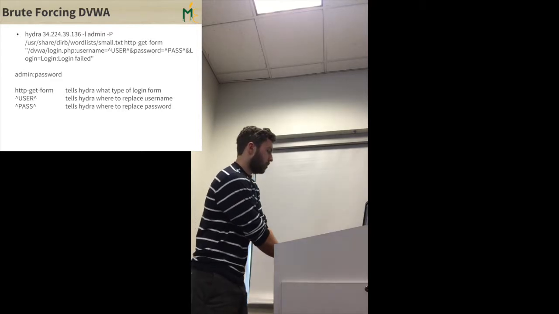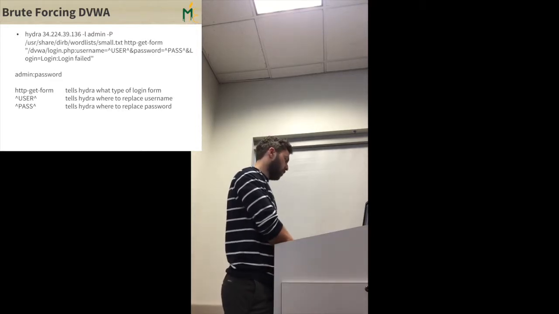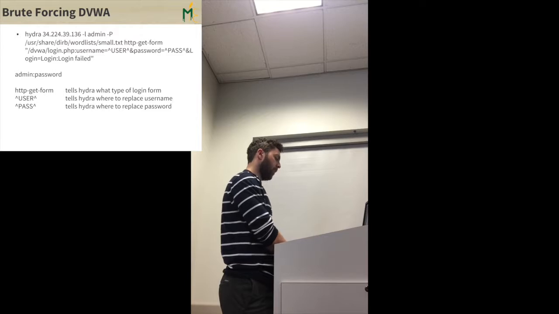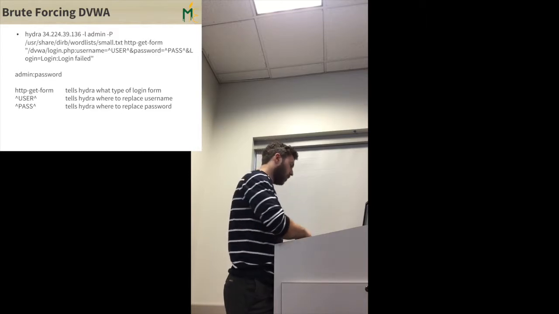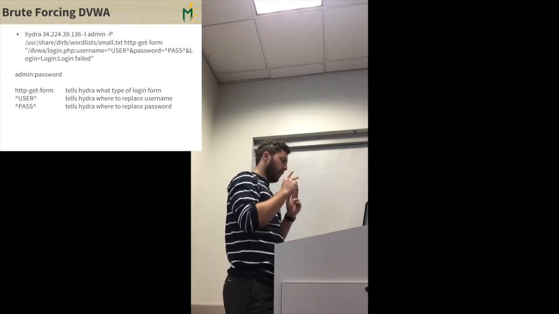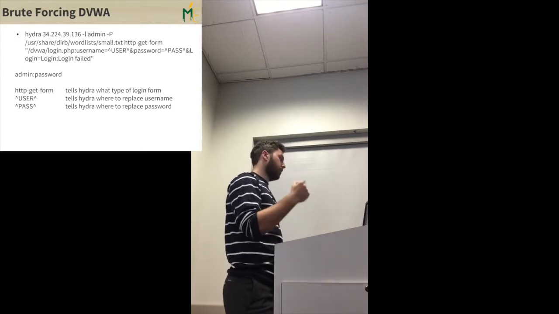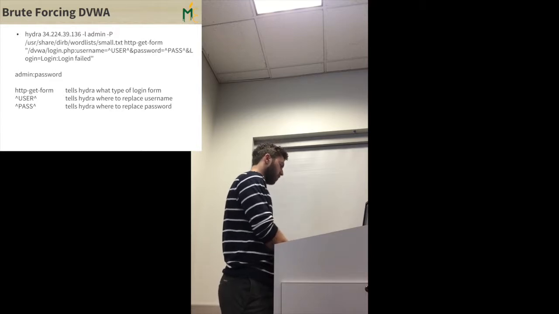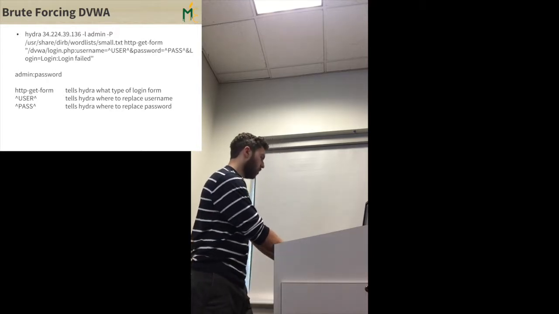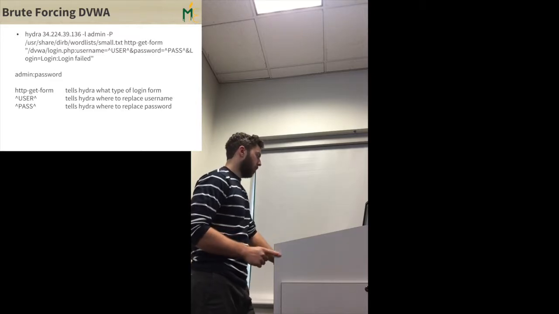Then the form parameters. So in this case, it's an HTTP GET request, and then the failed logon message, so it knows where to replace the username and password. Right now it uses the caret character, and if you put user and then carets on pass, that's where it'll replace from the word lists. So in this case, you could use user and admin, or you could delete this part and just put admin here. So that's how you do that one.